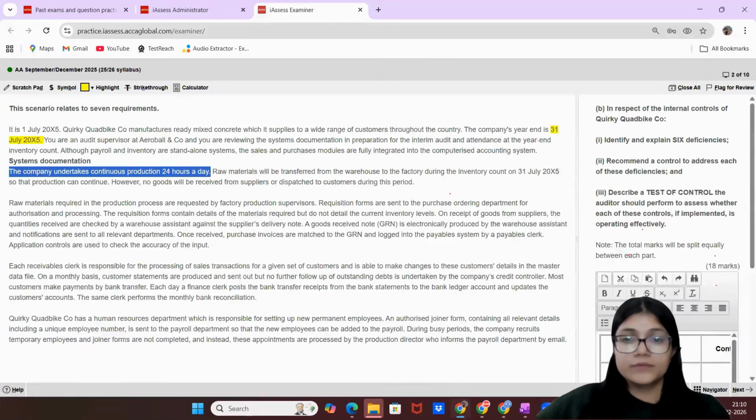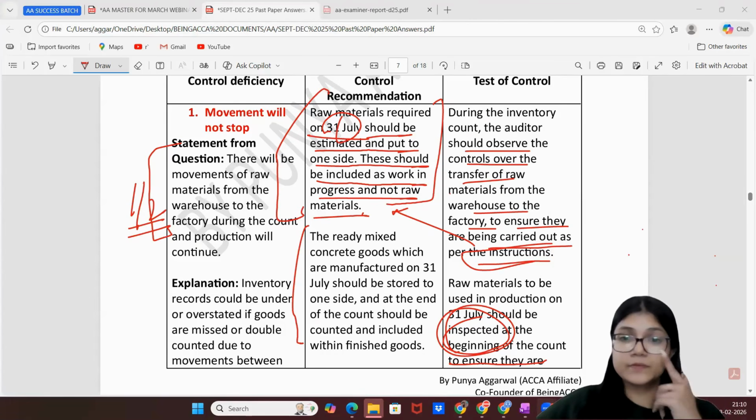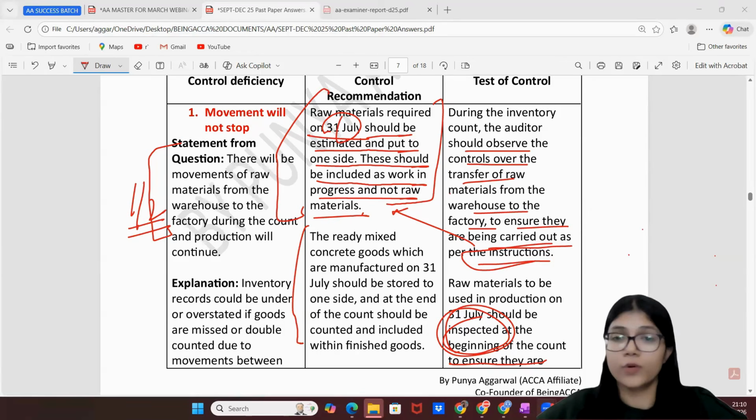Ma'am, can I just speak something? Sure. Like you said, the WIP and the raw materials are kept aside while the continuous counting is going on, right? Yeah. There'll be finished goods as well, which are being produced continuously. So we are not keeping aside those finished goods, right? No, no, no. So how are we going to calculate the finished goods? That is also a part of our inventory, right?